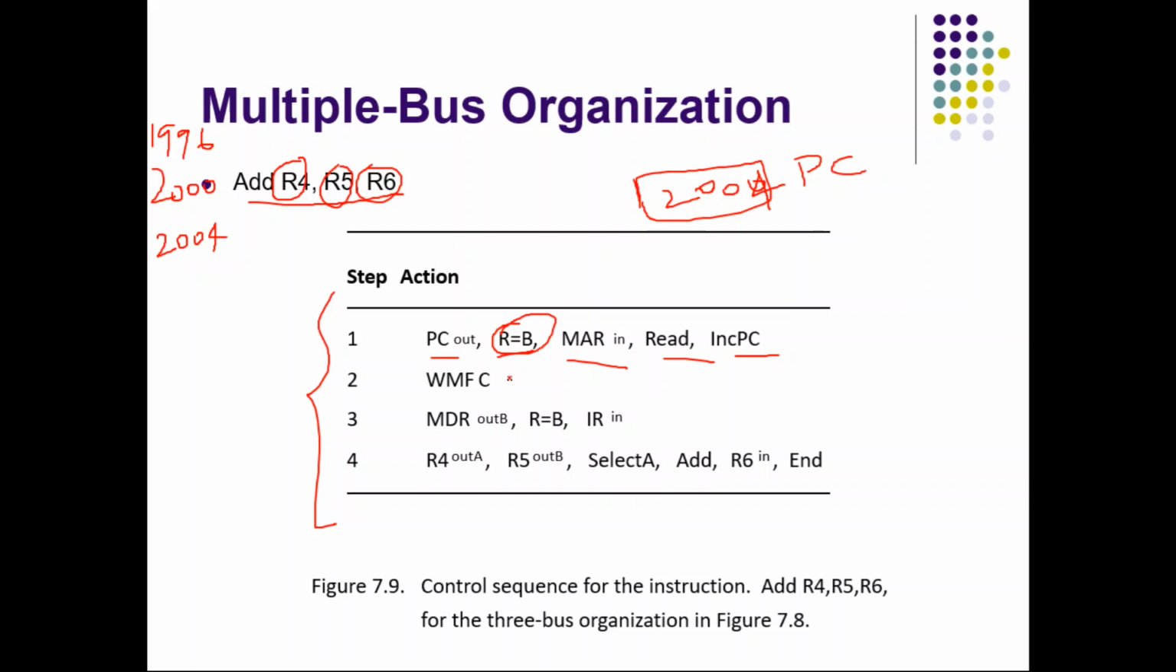Next we wait for the memory function to complete, because previously we gave a read operation. If it is completed, then only we can go to the next step. If it completes, move to the next step, otherwise wait. After some time it will be completed, then we move on. Here, what we want to do is add the R4 content with the R5 content.